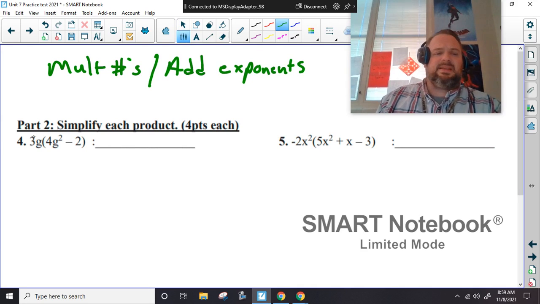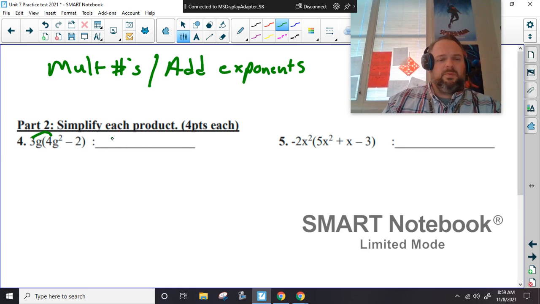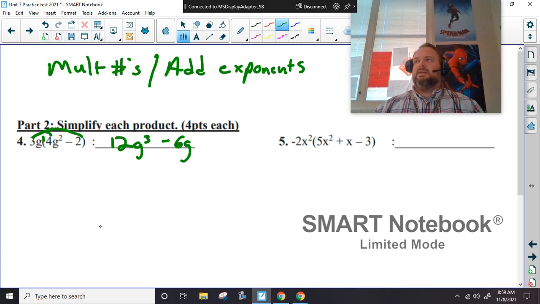Okay. So right here, 3 times 4 will give us 12. This is to the first, so 1 plus 2 is g to the third. Minus, and then 6g. Okay. Yes.